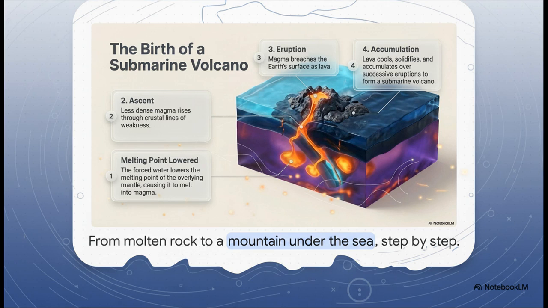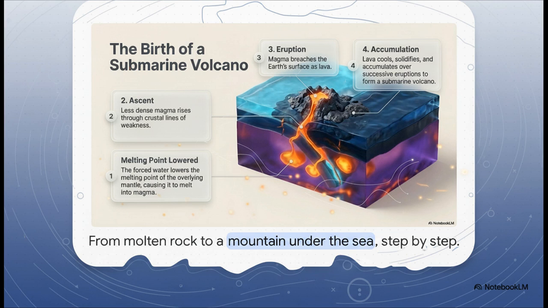As it goes down, it drags water with it deep into the super hot mantle. Now, you'd think water would cool things down, but it actually does the opposite. It lowers the melting point of the rock around it, creating magma. And because this magma is less dense than the rock surrounding it, it starts to rise, finding weaknesses in the crust. Eventually, it erupts onto the freezing cold ocean floor, and that lava cools and solidifies almost instantly.